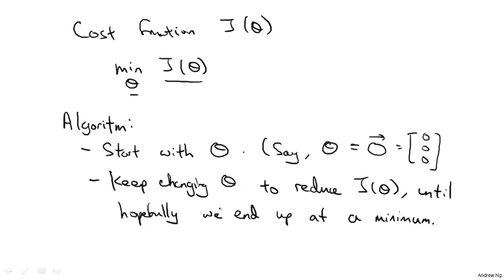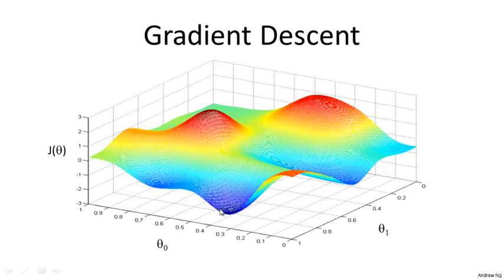Let me show you an animation of gradient descent. Here's a function that we might want to minimize, and keep in mind what the axes are in this function. On the vertical axis is J of theta, the function we want to minimize, and on the horizontal axes are theta 0 and theta 1. These are the parameters of linear regression, or more generally, they're the numbers we want to change in order to try to minimize our function.